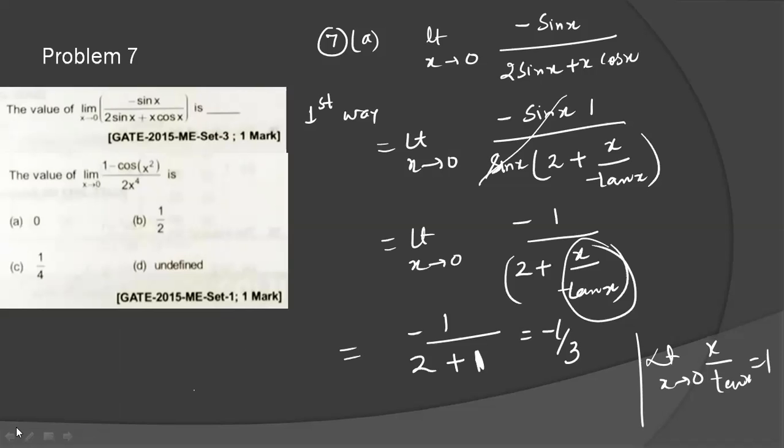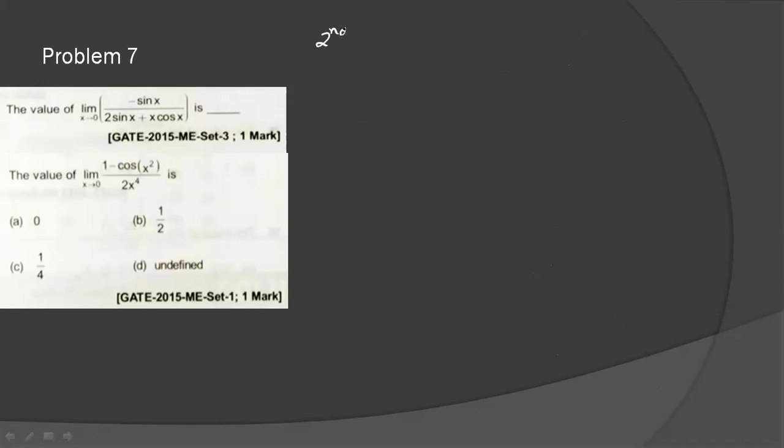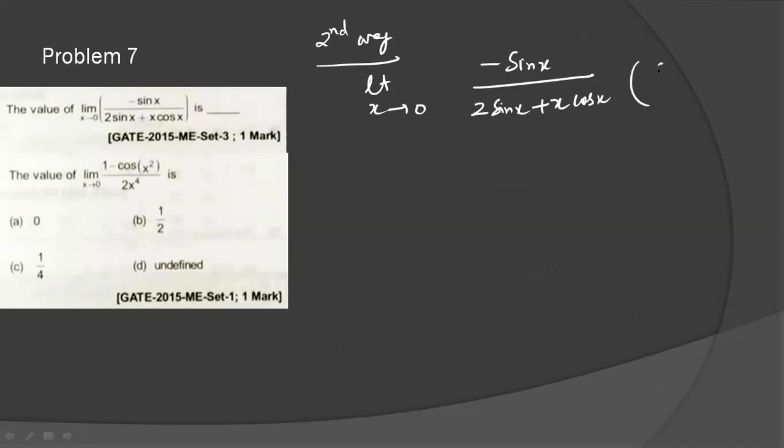What is the second way to solve this problem? Limit x tending to 0 of minus sin x upon 2 sin x plus x cos x. This is a 0 by 0 form. If you put x equal to 0, it means you can apply L'Hospital, since the numerator is a trigonometric function, the denominator is trigonometric and polynomial, and they are differentiable in their respective domains.